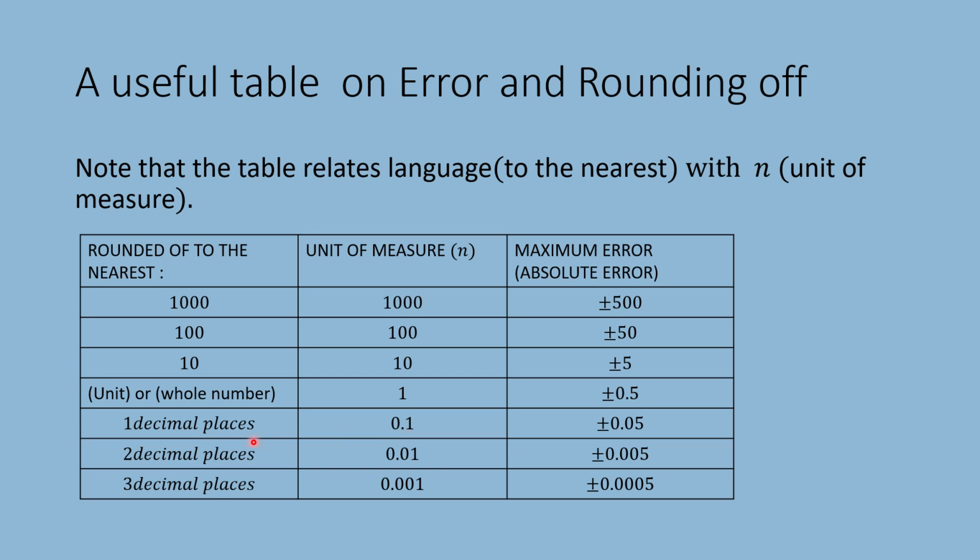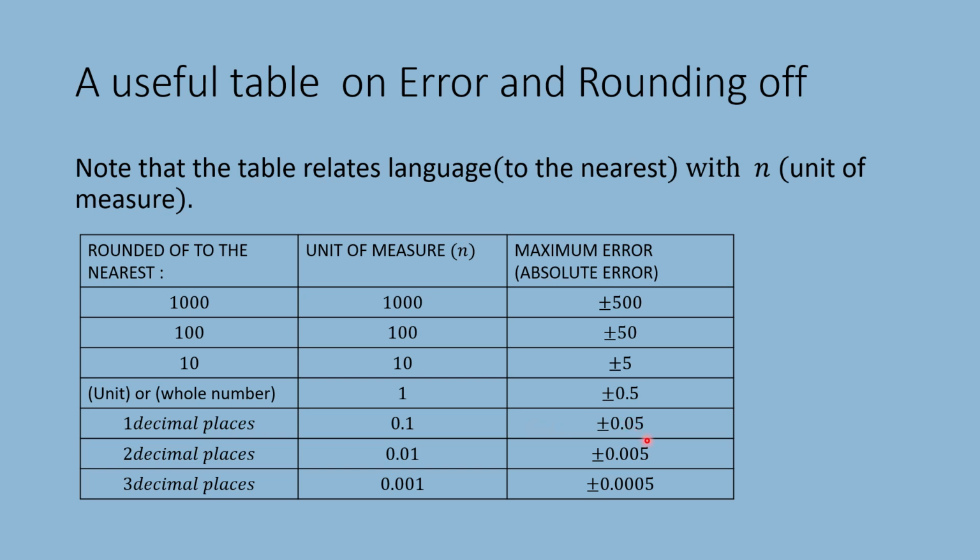0.1. Why? A number written to one decimal place is written to the nearest tenths. That is where we are getting this 0.1 from. It is a tenths. That number is written to the nearest tenths. So because it is written to the nearest tenths, it is going to have a maximum error of plus or minus 0.05.